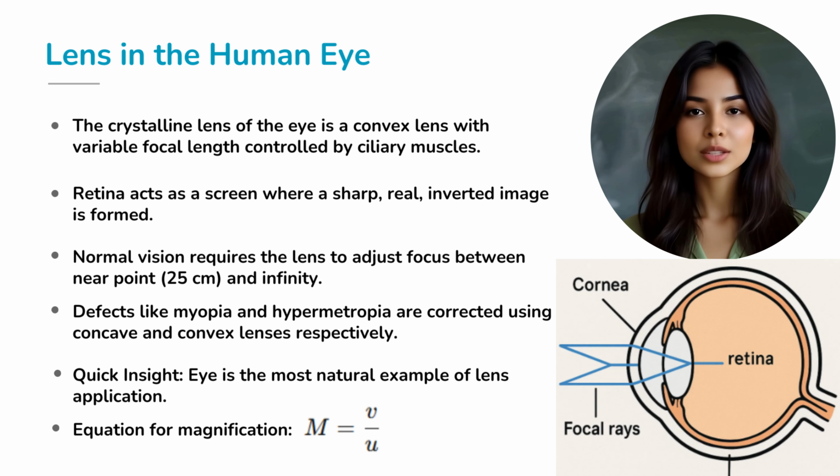Imagine being able to see the world around you in vivid detail, adjusting effortlessly between objects up close and far away. That's all thanks to the lens in your eye, a perfect example of physics in action. The crystalline lens in your eye is a convex lens, and just like a camera lens, it helps you focus on objects at different distances with the help of ciliary muscles that adjust its focal length. As light passes through the lens, it focuses on the retina, where the image is sharp, real, and inverted, much like a camera capturing an inverted image on film.